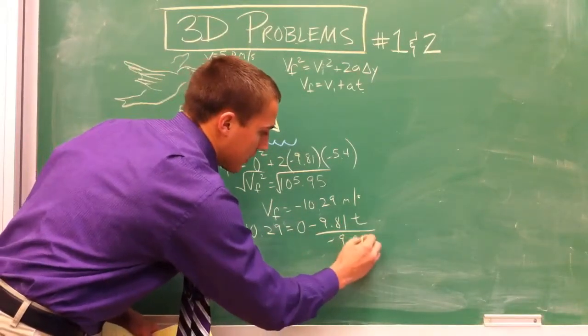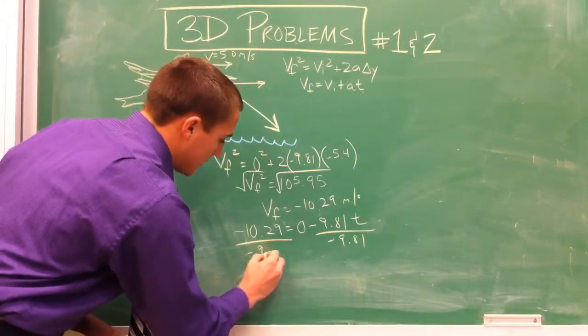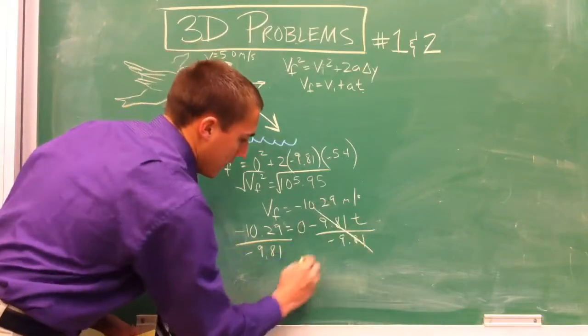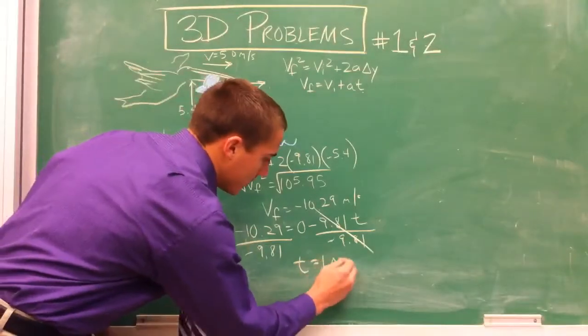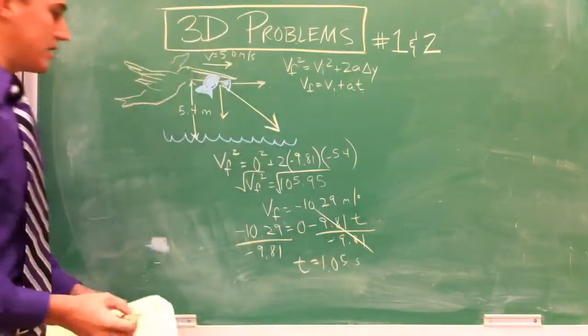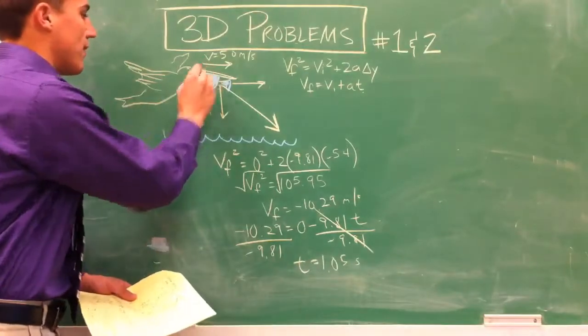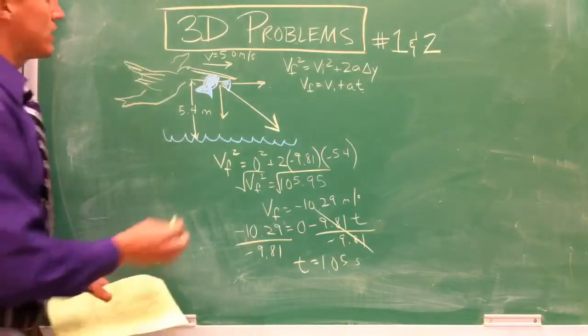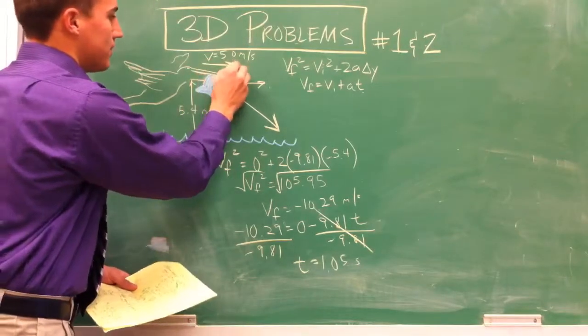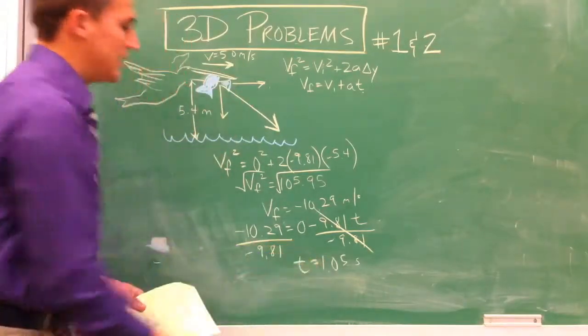Divide both sides by 9.81. And now we get our t by itself. And then t equals 1.05 seconds. So that's the time it takes the fish to fall from the pelican's mouth to the water in the y-axis. Now we're going to take this time and plug it into the horizontal equation.